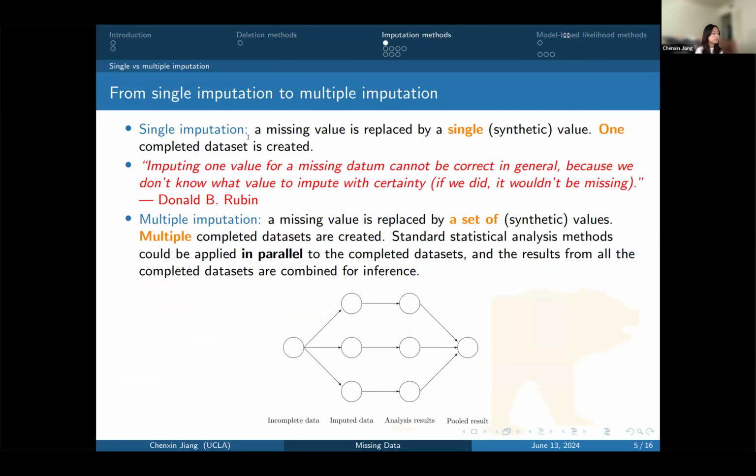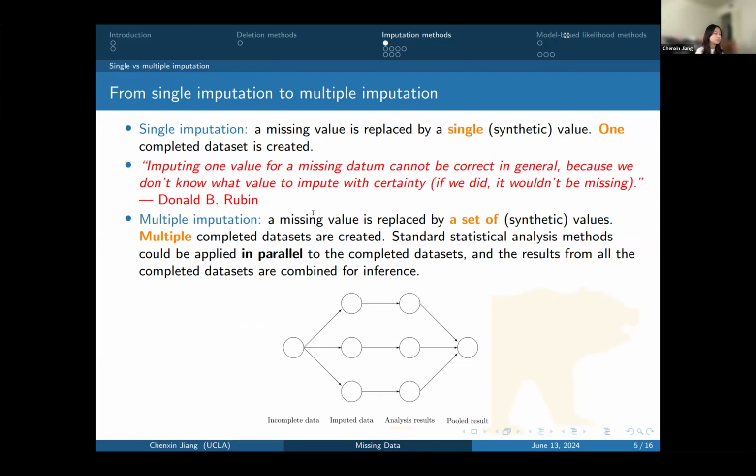The second approach to missing data is called imputation. When I talk about imputation, there are actually two kinds of imputation, single and multiple. For single imputation, we replace a missing value by a single sensible value, and only one completed data set is created. But this is generally not true, as Rubin says, because we don't know what value to impute with certainty. If we did, it wouldn't be missing, right?